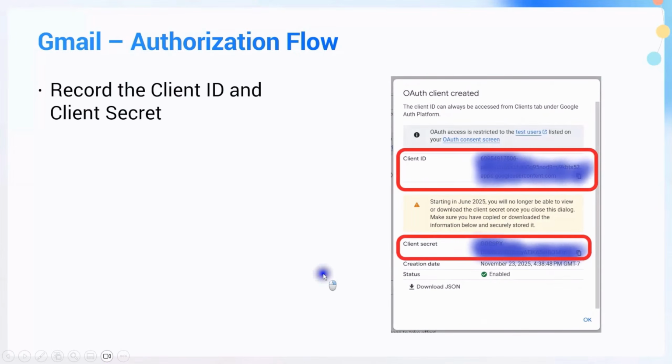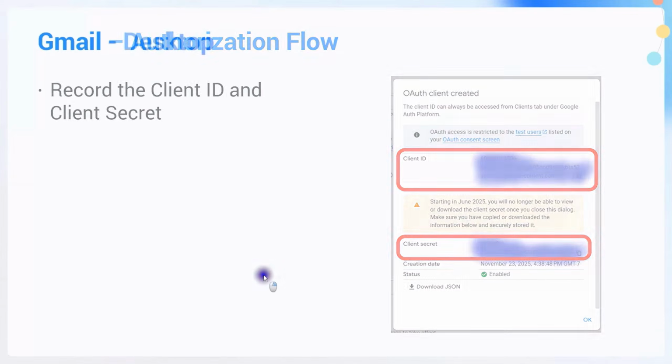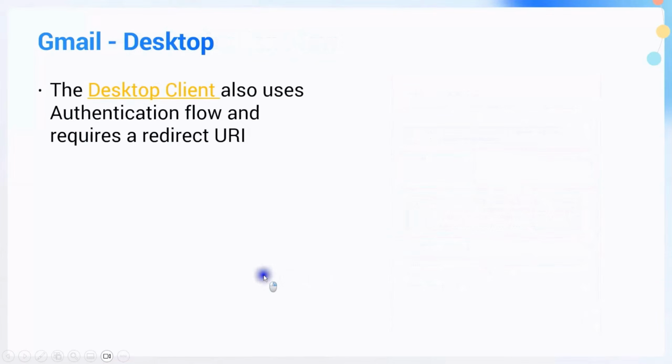Once again, capture the client ID and the client secret, because this is how we're going to tell the Gmail authorization server which application this is that is requesting access. And at that point, we're set for authorization flow.